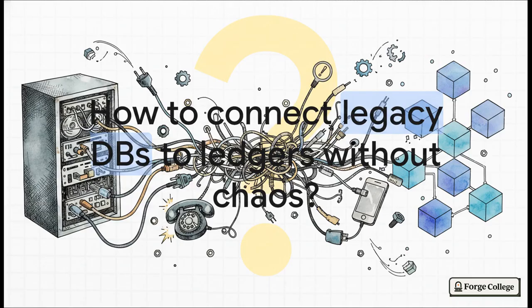How exactly do we connect existing enterprise databases to new ledger-based systems without the whole thing turning into a chaotic mess? If you recall from our last lesson on adoption constraints, the friction of connecting legacy systems to new ledgers usually creates a massive headache for developers. Honestly, it's kind of like trying to plug a brand new, lightning-fast smartphone into a rotary dial wall outlet from the 1970s. The protocols just don't naturally speak the same language.